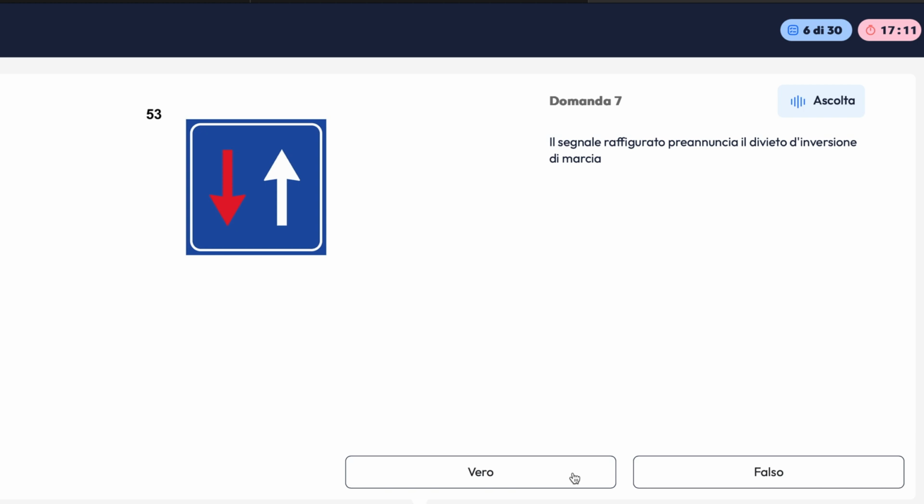Question number 7. Il segnale raffigurato preannuncia il divieto di inversione di marcia. Falso. Inversione di marcia simply means you are turning back. And the question says this sign prohibits inversione di marcia, which is falso.